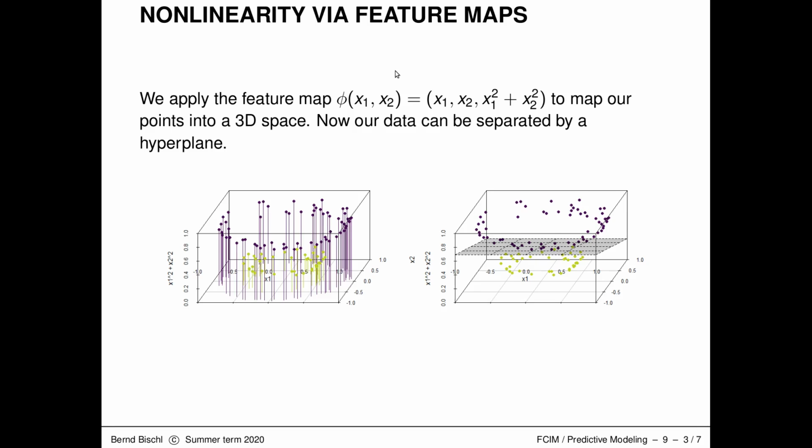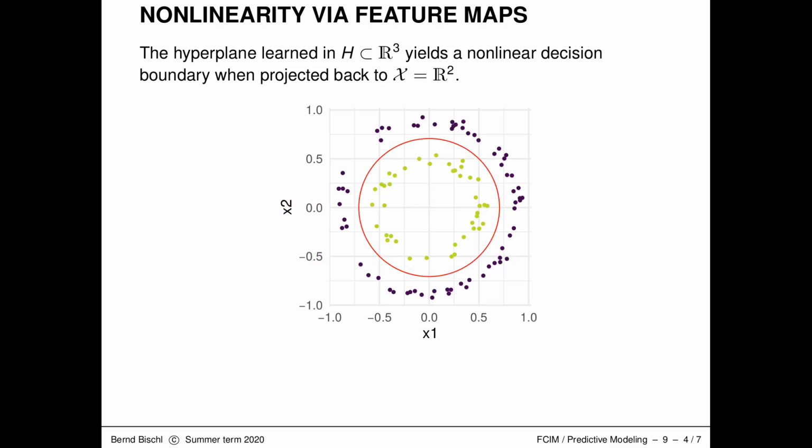And in this case, I'll simply take this new space where I copy the x1, I copy the x2, and as a third derived feature, I'll use x1 squared plus x2 squared. And in 3 dimensions, this would now look like this. And now you can see we can easily squeeze a hyperplane between these two classes, and our data becomes separable. And if we project that plane back into our original feature space, which was simply R squared, you can see that the decision boundary here is nonlinear.